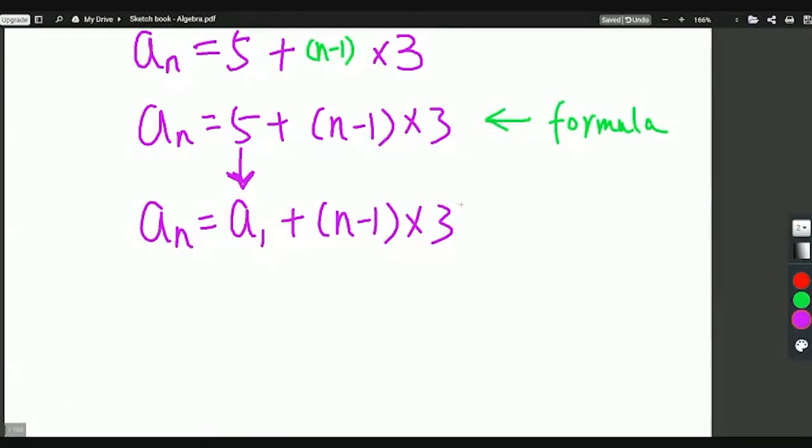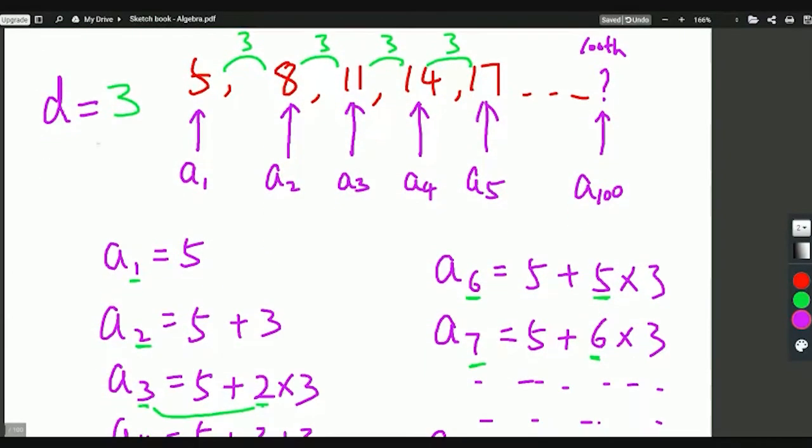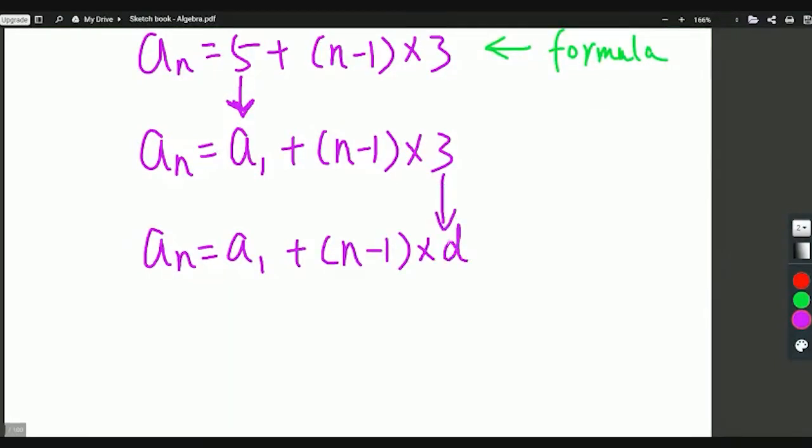And this 3, this is our common difference. And why? Because I'm just adding the common difference every time. So this is our common difference. So I can further write this as A1 plus n subtract 1 times our common difference. This is our formula.